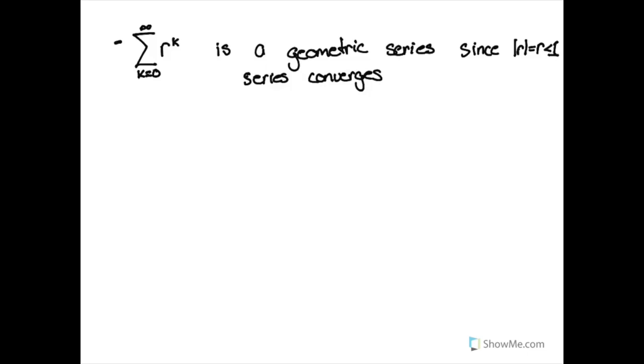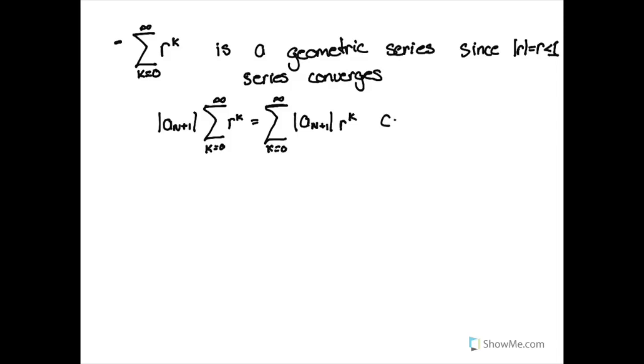So this then implies that the series |a_{n+1}| times the geometric series R to the k, which by the constant multiple rule is equal to the series |a_{n+1}| times R to the k, from k equals 0 to infinity, converges. We know that this series converges by the constant multiple rule.